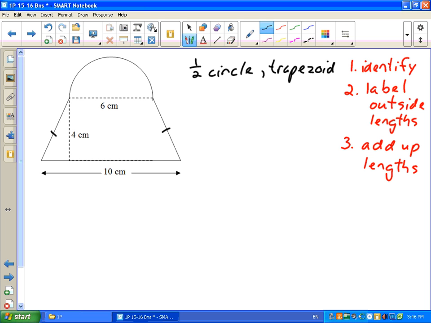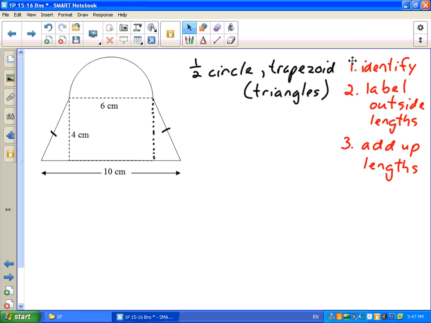And in this case, it's going to be helpful for us to think of our trapezoid not so much as a trapezoid, but as sort of a rectangle with two triangles stuck on the outside. Okay? So we can draw those triangles there. So I'll just put triangle in brackets. Okay? Because we're going to use some triangle properties in this one. So we want to go around the outside and label all of the outside lengths.